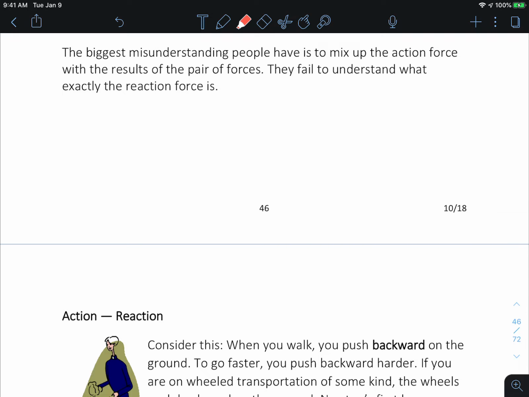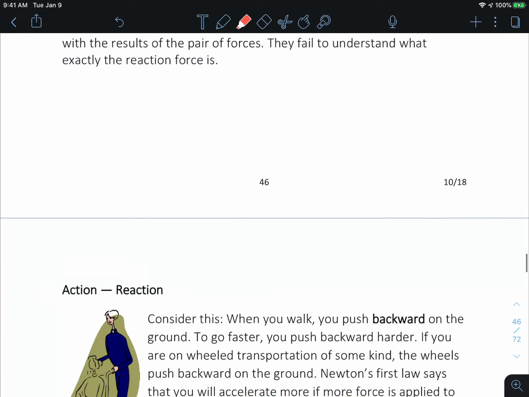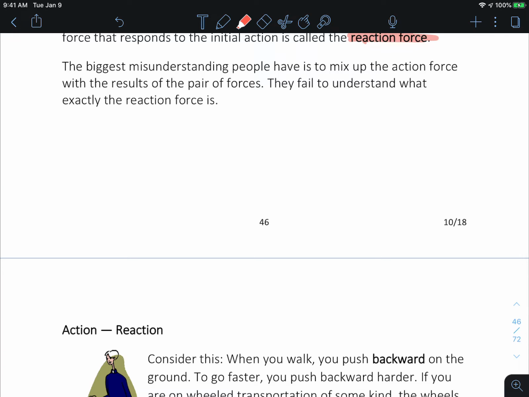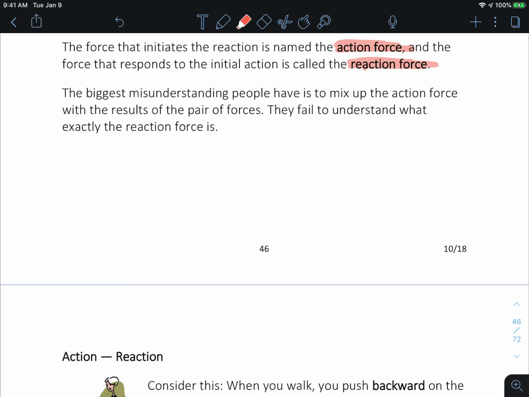One of the biggest misunderstandings people have is they mix up the action force with the result of the paired force. They fail to understand what exactly the reaction force is. Okay, so this is one of the problems: we'll realize that after adding up the action and the reaction force, that's when we get our net force, which is the force that we actually experience.